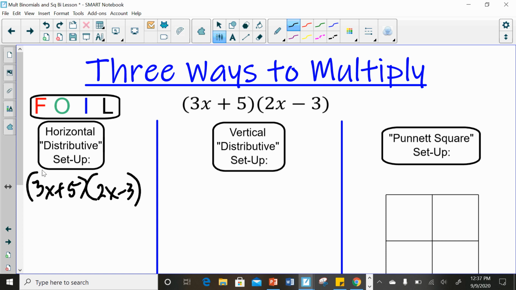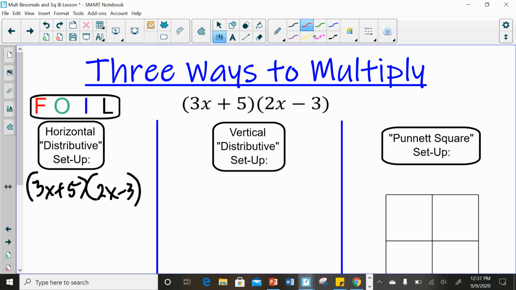So we're going to take the 3x times the 2x. The outer terms are the outside terms in the binomial. So we're going to multiply the 3x to the negative 3. The inner means the inside terms inside the binomial. So 5 times 2x. And then last are the last terms in each binomial. So the 5 and the negative 3. So essentially, FOIL is just a double distribution.